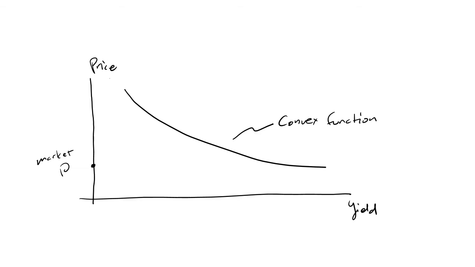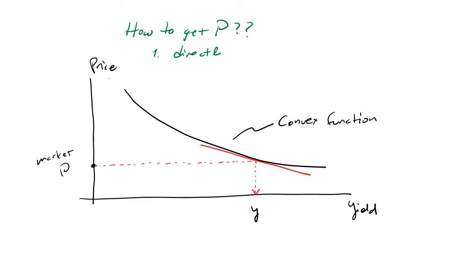As previously shown, to compute the Macaulay duration, we need the price of the bond in order to compute the yield of the bond. But how do we get the price of the bond? The first possibility is to get it from the market directly. If the bond is traded, then it must have a price.